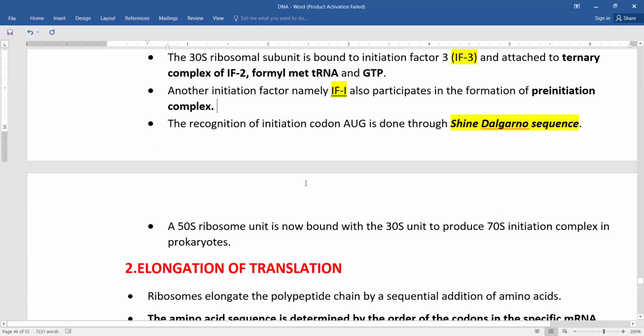The recognition of initiation codon AUG is done by the Shine-Dalgarno sequence of mRNA. Okay, near the AUG, the Shine-Dalgarno sequence is present. With that, all these factors will go and bind to the Shine-Dalgarno sequence. Then they, and also the ribosomal smaller subunit, move to the AUG region.